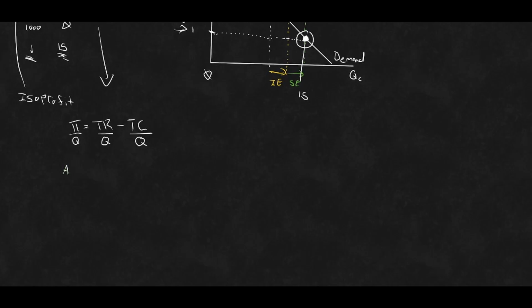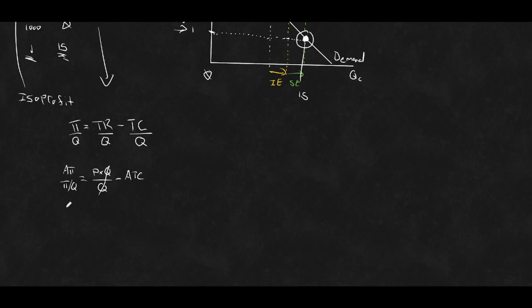Okay, so we would get that our average profit, which is also our profit per unit, would be our total revenue per unit. So total revenue, let's open that up. That's P times Q all over Q. Look at that, those Q's cancel each other out. Minus our unit cost, our total cost per unit. I'm going to call this our average total cost, our unit cost.